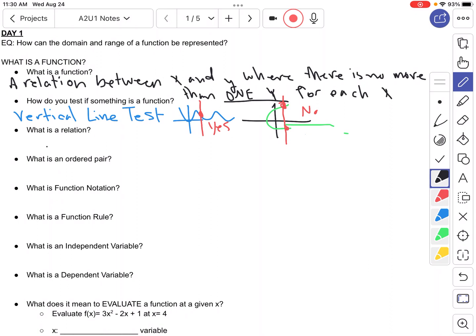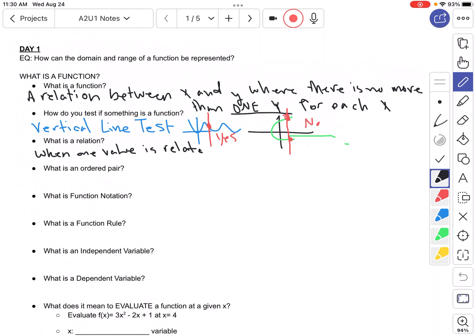What is a relation? It's when one value is related in some way to another. So an example might be if I gave you some x and y's, 1 and 2, 2 and 4, 3 and 6, 4 and 8, you might notice that y is related to x because it is always double what x is. So that would be a relation.